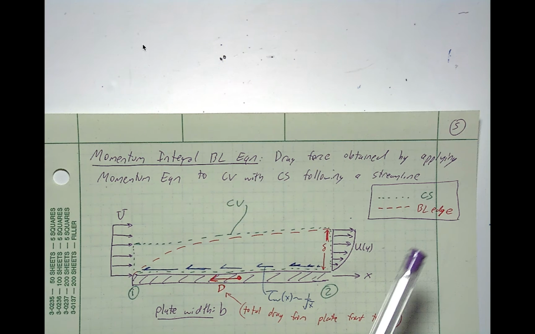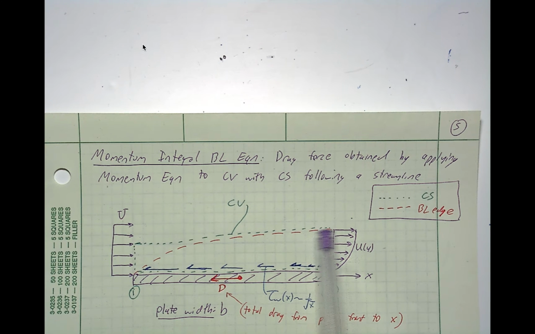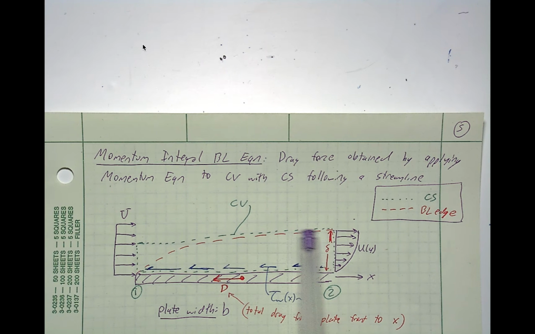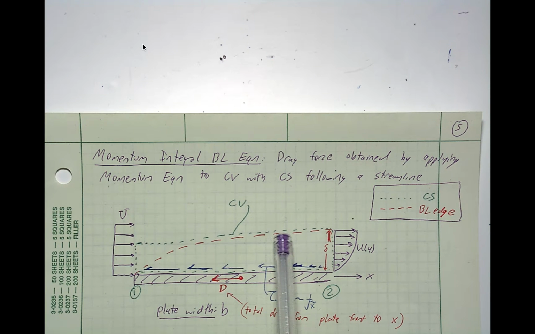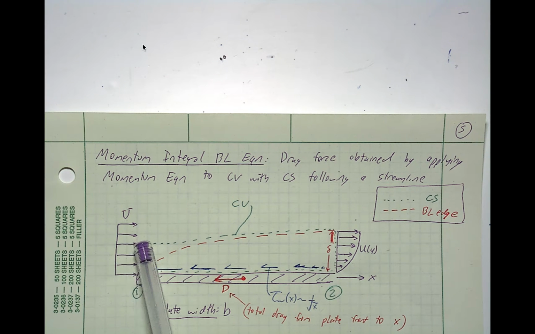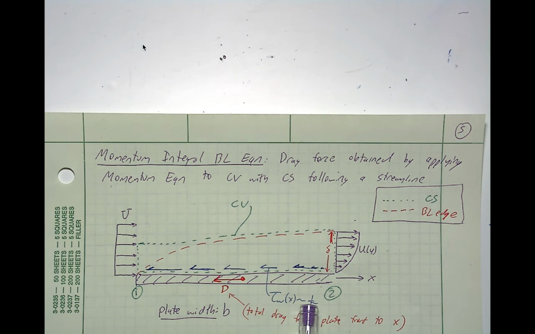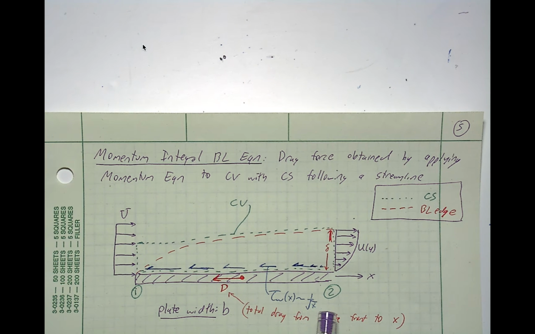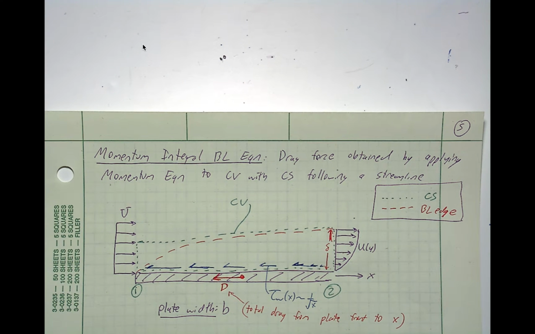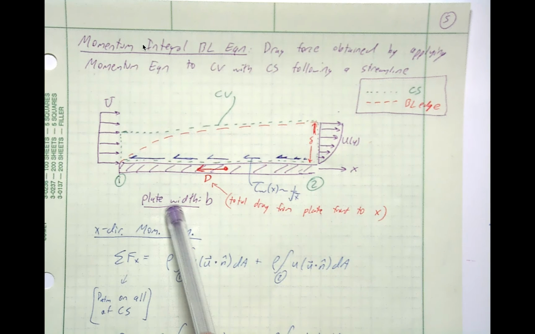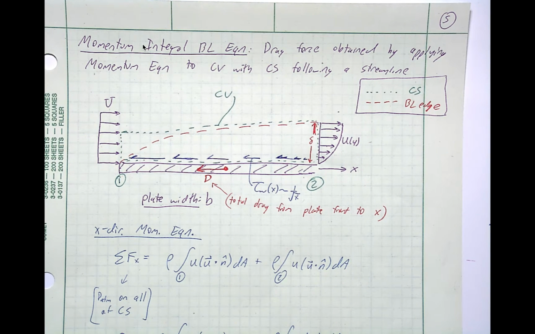Our x direction here is along the plate. Our boundary layer edge is the red dashed line, and the control volume we'll use is the dotted line. The reason it's like this is because we're just following a streamline here. We don't know exactly where it is, but I've just drawn it right here, and then it reaches the upper edge of the boundary layer at the right side of the plate. Okay, and we know from our earlier analysis that the wall shear stress should go as 1 over the square root of x. Assume also that the plate width into the page is b.